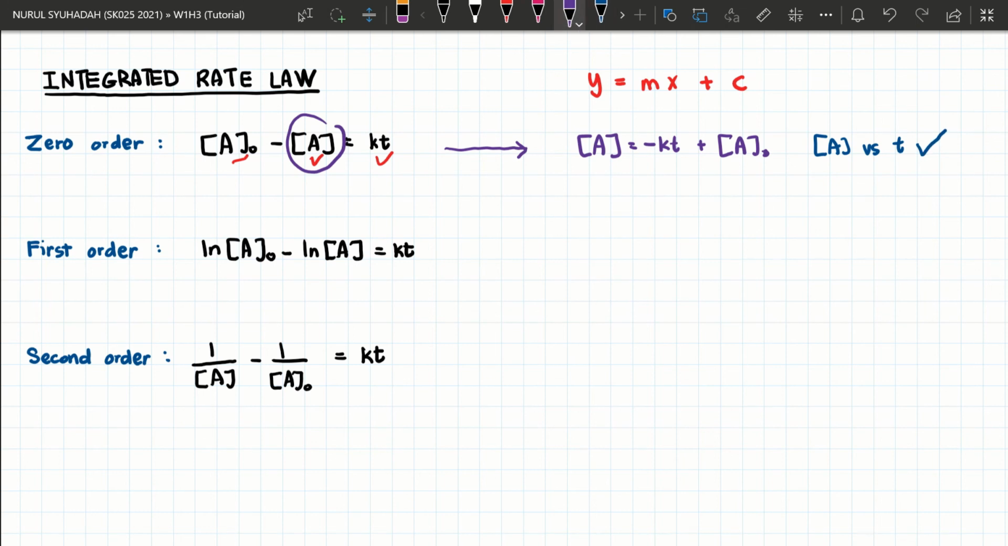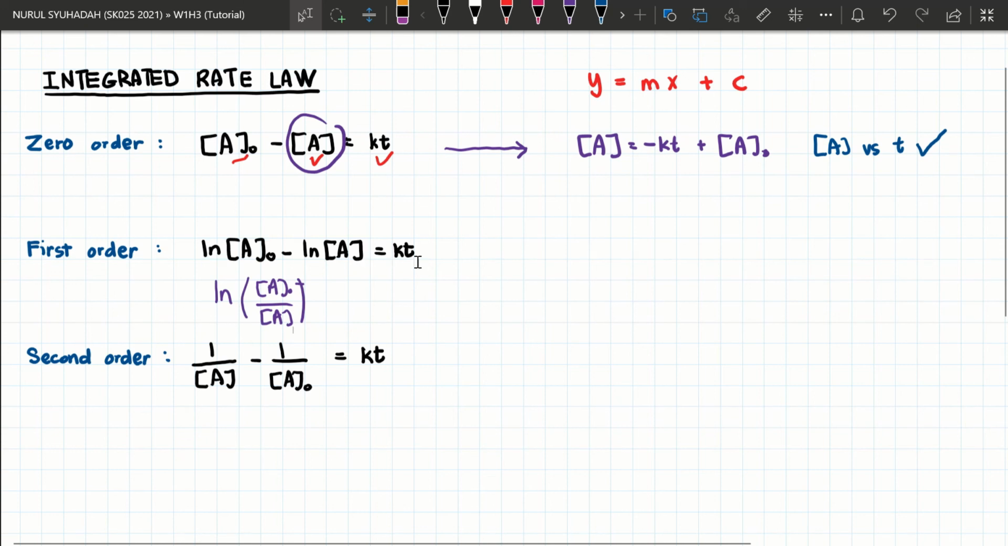Next, for first order reaction, the one that I give you is either this one, ln A0 minus ln A, or it can also be written like this, A0 over concentration of A, meaning A at a certain time. But for the sake of finding the data to plot the graph, we will use this one. So rearrange the equation as well.